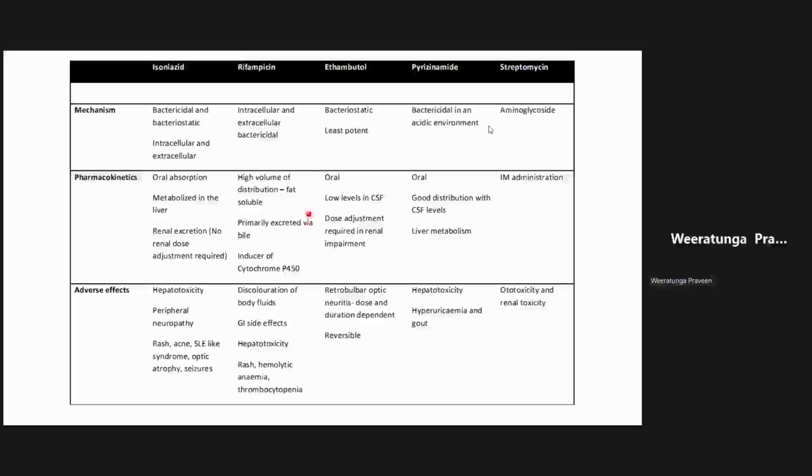Rifampicin, all of you know, it is a major enzyme inducer නේ. And also pink body fluid pink වෙන කතාවනේ, fanta වගේ වෙනවා කියලා. ඉතින් අපි Rifampicin you will not forget. Ethambutol, the main problem is the optic neuritis, and you don't use it in children because of that fact.